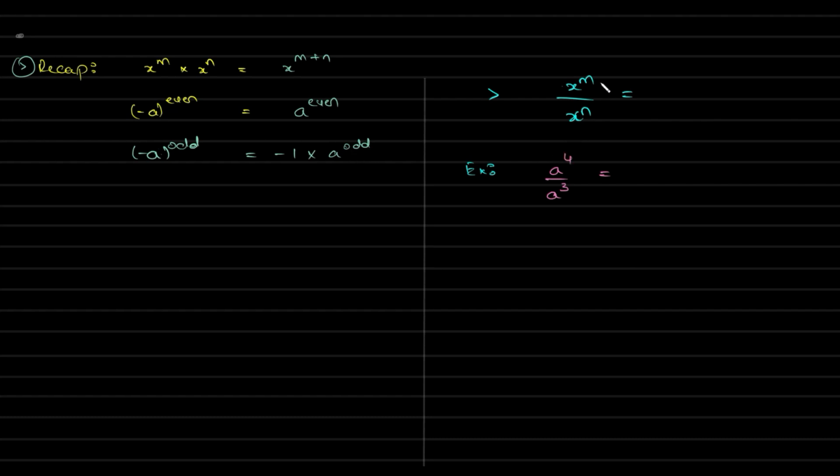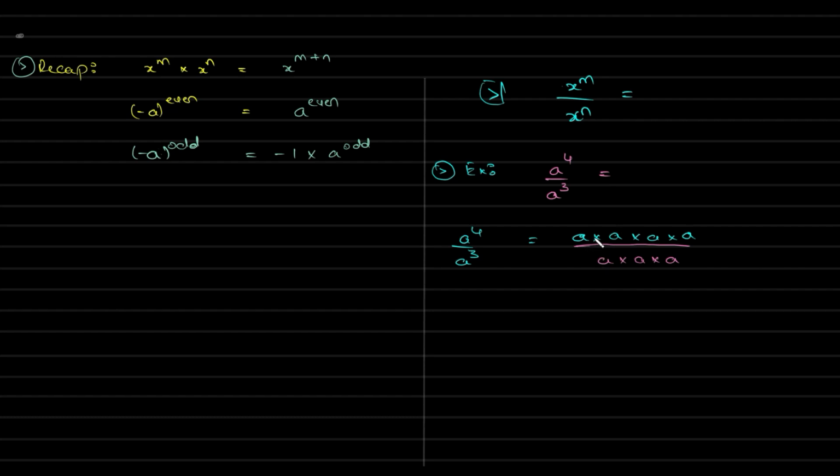The next formula is x to the power of m divided by x to the power of n. Before I tell the answer, I would like to explain it with an example. What we are looking at is a to the power of 4 in the numerator and a to the power of 3 in the denominator. If I had to write it in the expanded form, I'll be writing it as a into a into a into a, that is your numerator, divided by a into a into a, that's your denominator.